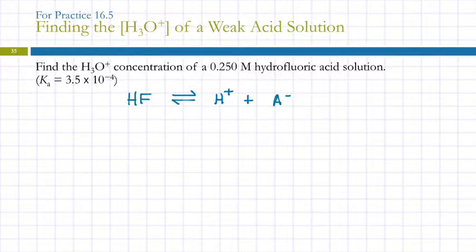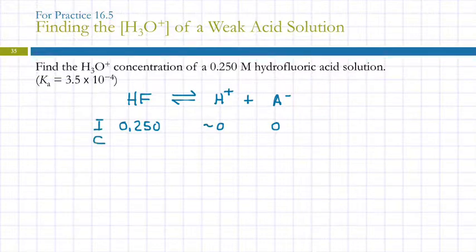So an ice table, we need an initial concentration. So the initial concentration of the weak acid is 0.250 molar. We're going to say the initial concentration of hydronium is approximately 0 because it's so small, and the concentration of A is 0. So those are our initial values.